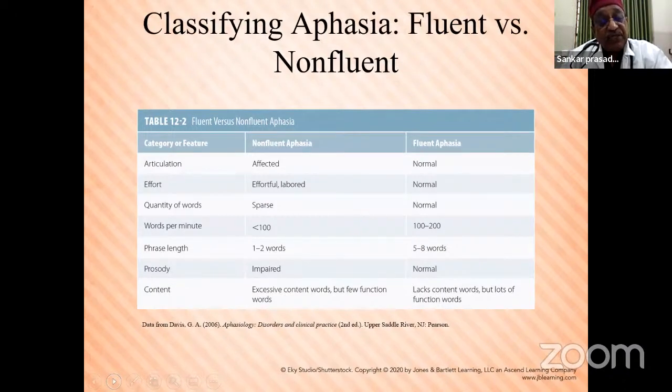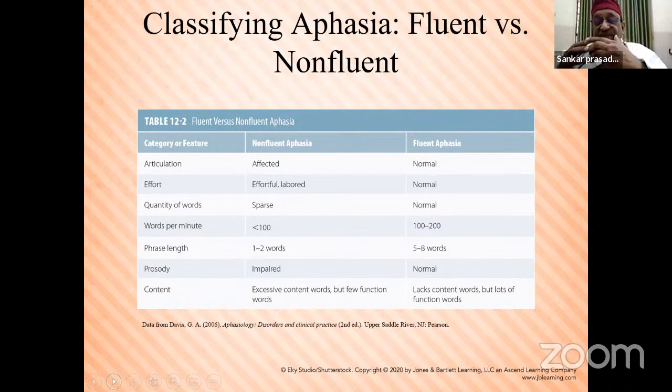The prosody, the timbre, the melody that is given to the language is impaired in non-fluent aphasia, and it appears normal in Wernicke's. In non-fluent aphasia there are excessive content words but few function words, so they convey the meaning. But there is lack of content in Wernicke's, and lots of function words are used. So these are the main differences between these two.